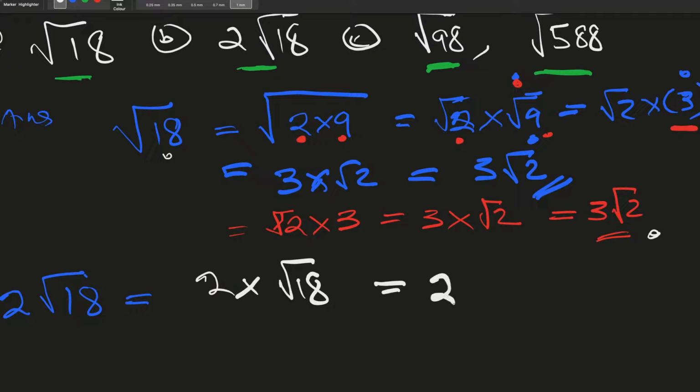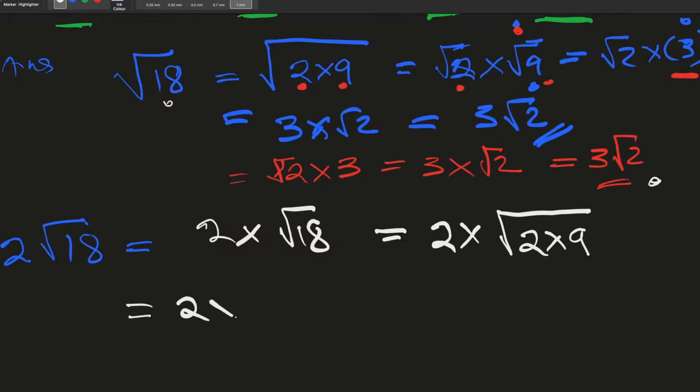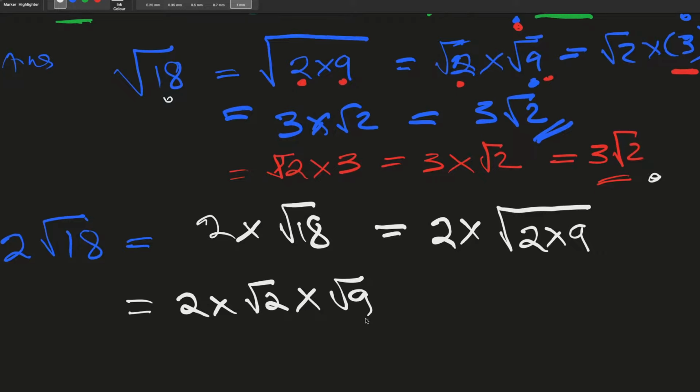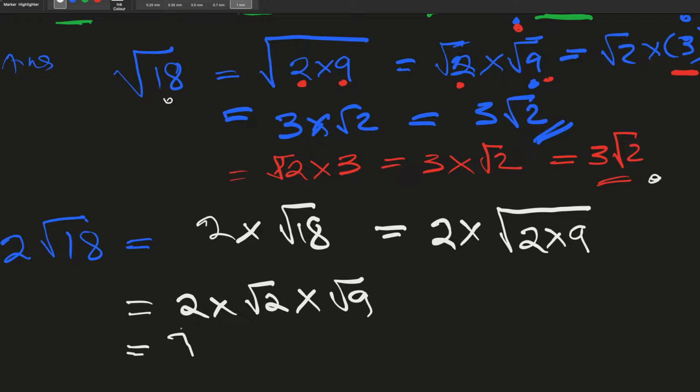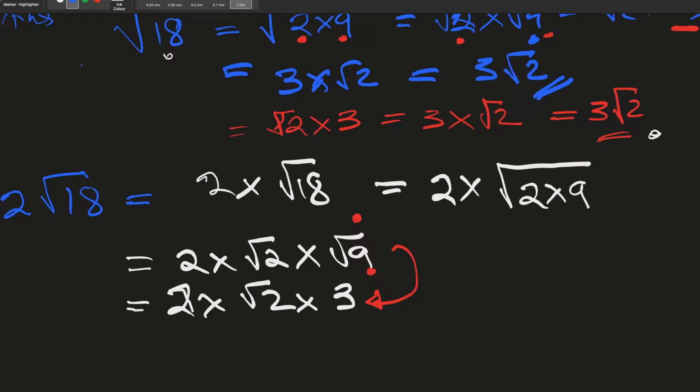And root 18 can be expanded by saying that 2 times 9. Then when we come here, we say that this can also be written as 2 times root 2 times root 9. Then when we further expand, we will say that 2 times root 2 times 3, because we know that we can find the square root of 9 to be 3. So we replace it here. Now, what do we do? In the multiplication form, we have to group the like terms. So we say that 2 and 3 are like terms. So this is equal to 2 times 3 times root 2.